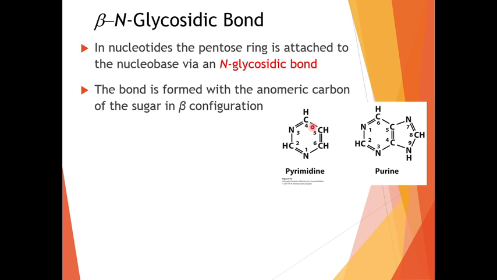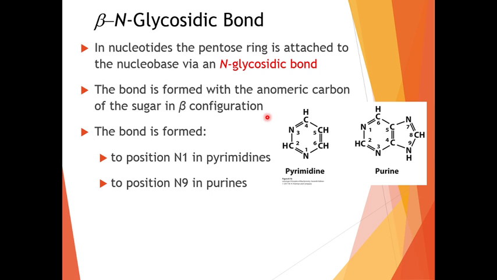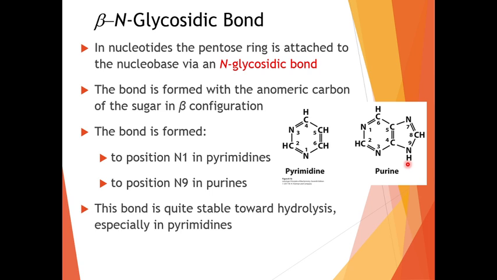The bond is formed with the anomeric carbon of the sugar in beta conformation. The bond is formed to position N1 in pyrimidines, and N9 in purines. Please remember this. This bond is quite stable towards hydrolysis, especially in pyrimidines. Bond cleavage, however, is catalyzed by acids.